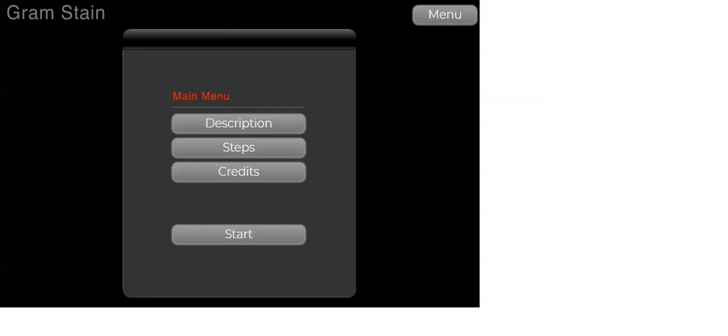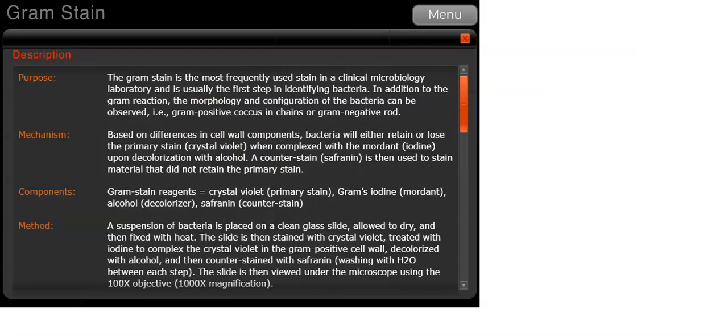Okay, gram staining. Gram staining, also known as gram stain or Gram's method, is used to differentiate or classify bacteria species into two large groups, which are gram-positive bacteria and gram-negative bacteria. The purpose of doing this gram stain is usually to identify or classify the bacteria. There are four reagents that we use in this gram stain, which are crystal violet, Gram's iodine, alcohol, and safranin.